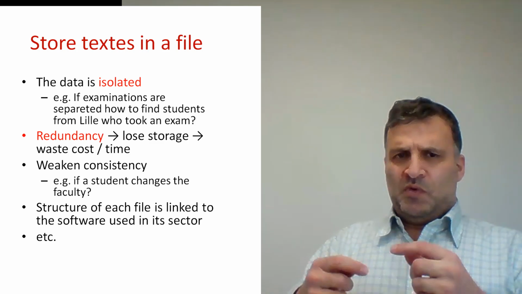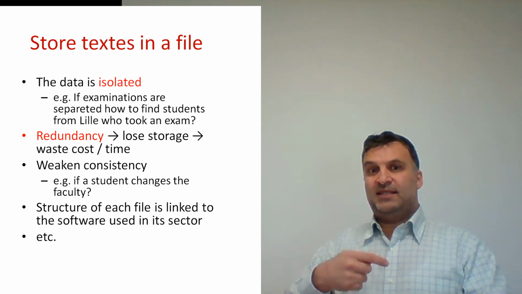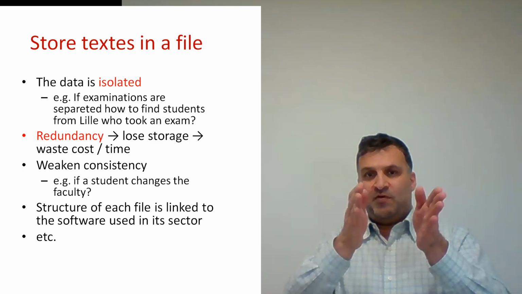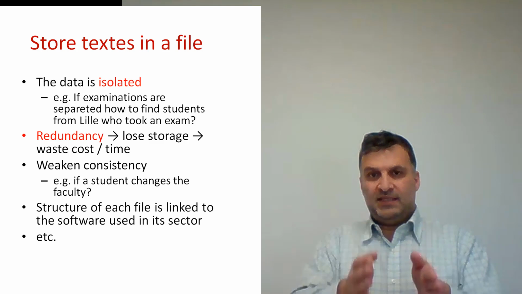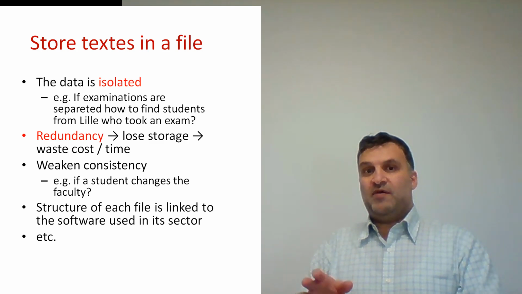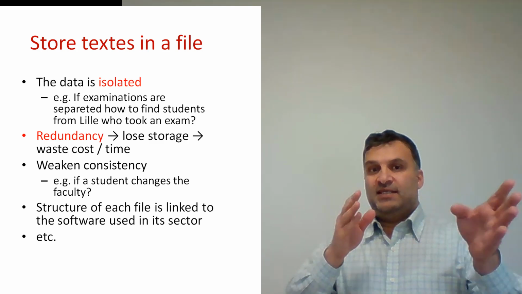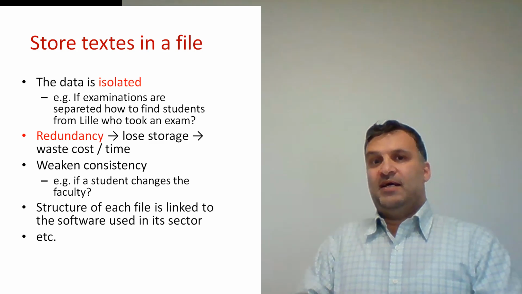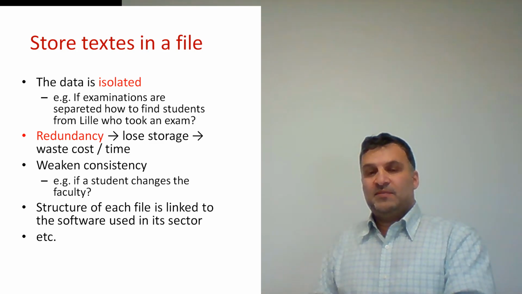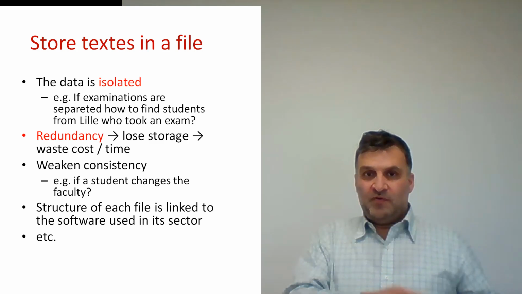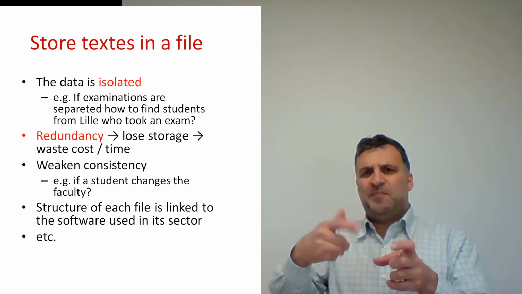Redundancy: we will have a lot of data that is repeated if we have the name of the student, the birth date and the address. If we have a lot of files in the examination department, in the administration department and with each professor, this data will be repeated.